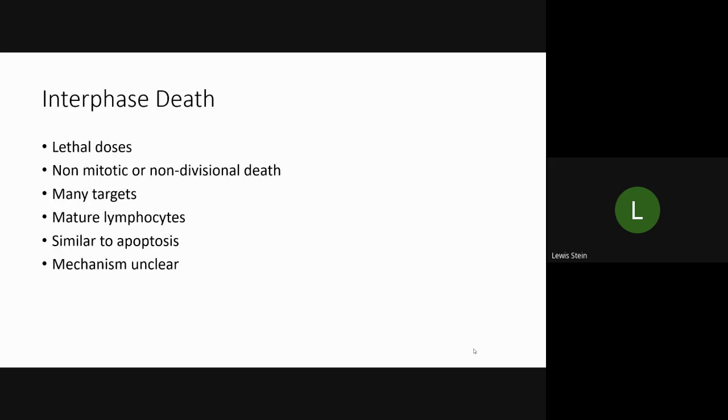The next one of these is called interphase death. These next two are all about lethal doses. So this is occurring during interphase, not during the mitotic or divisional phases. There's a variety of targets that are susceptible, and this is the most interesting one: mature lymphocytes. Of all the cells that are mature and susceptible, this is probably the most unique. I would suggest you remember it, because that would certainly be a question I would pose.